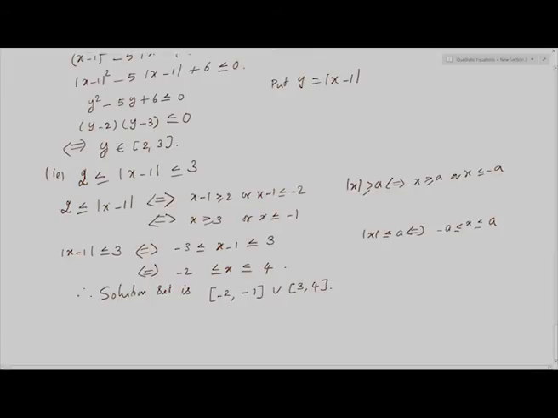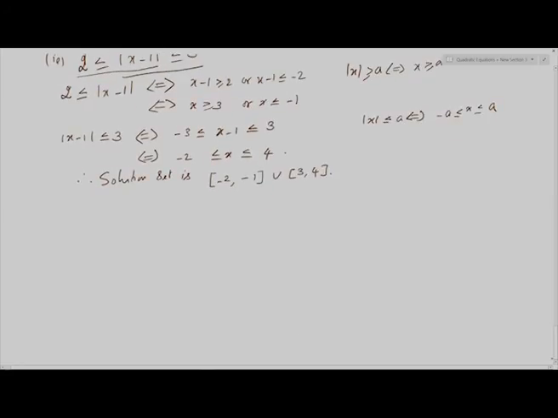The only thing we should do is consider both the inequalities separately, this inequality and then again this inequality, and then we write the solution set and the common region which is satisfying both the inequalities. That will be the solution set for the given inequality.